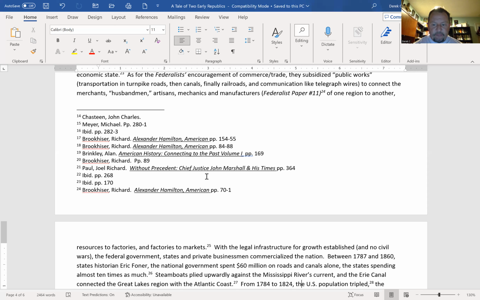And so look at this. Between 1787 and 1860, the national government spent 60 million on roads and canals alone, with the states spending almost 10 times as much.